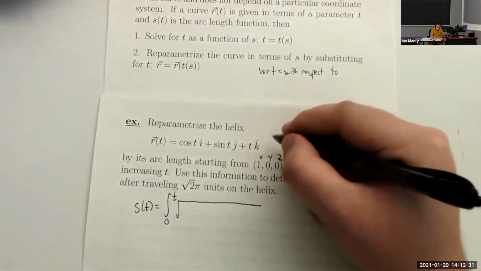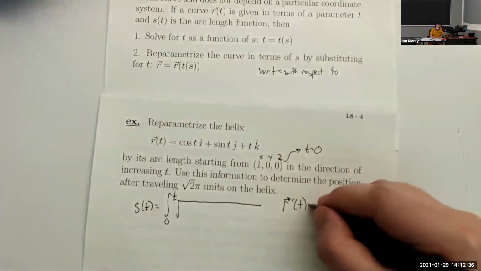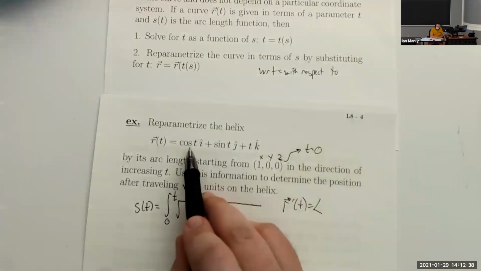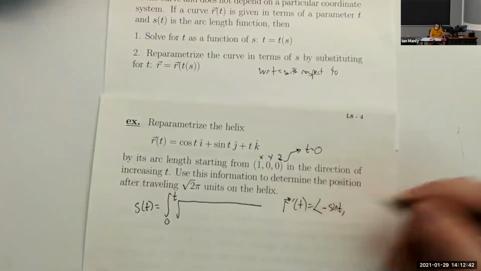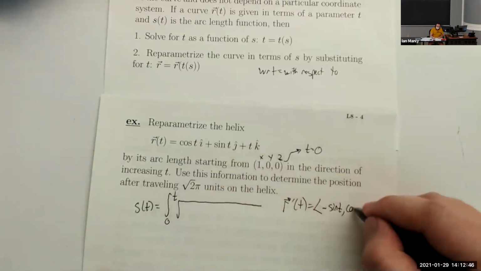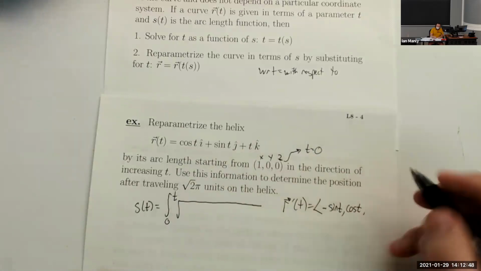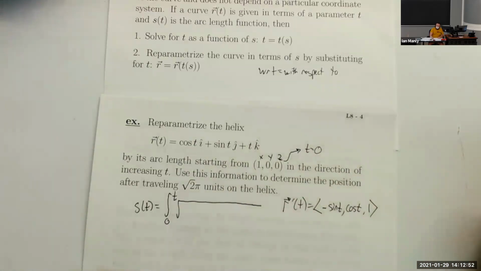So if this is r, let's write out what r prime is going to be so we can fill in this integral. All right, so we have cosine here, so that means we're going to have negative sine of t right there. We have sine of t, we do the derivative of that and get cosine. And then we have t right here, we take the derivative of t and get 1.